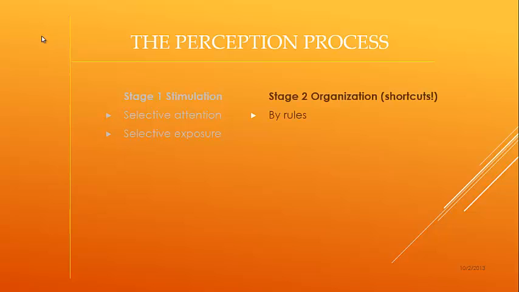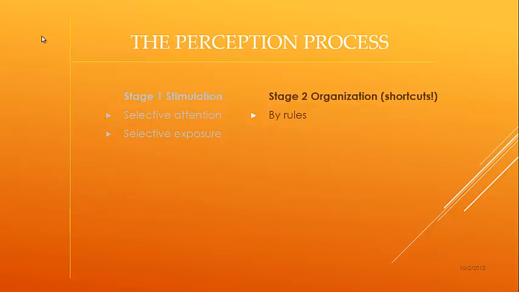Moving on, stage 2, organization. Once stimuli comes in, how does our brain organize it? How do we file this information? Basically, the brain works on shortcuts. All the ways that we organize work on shortcuts.